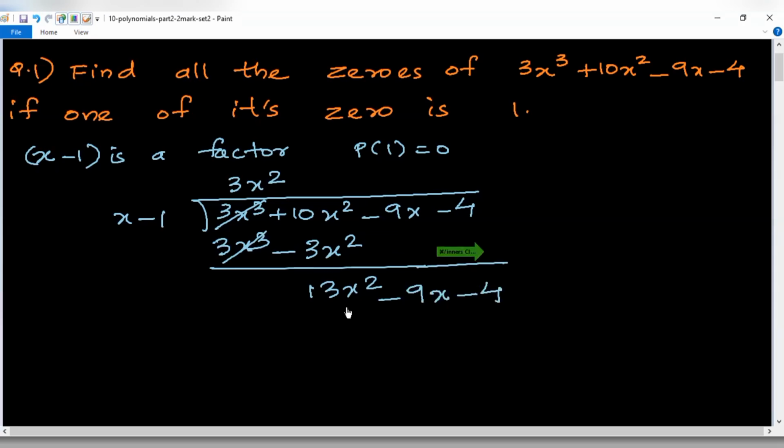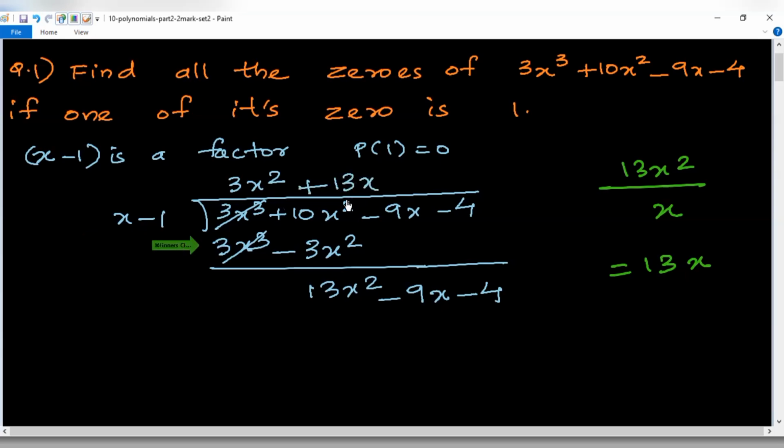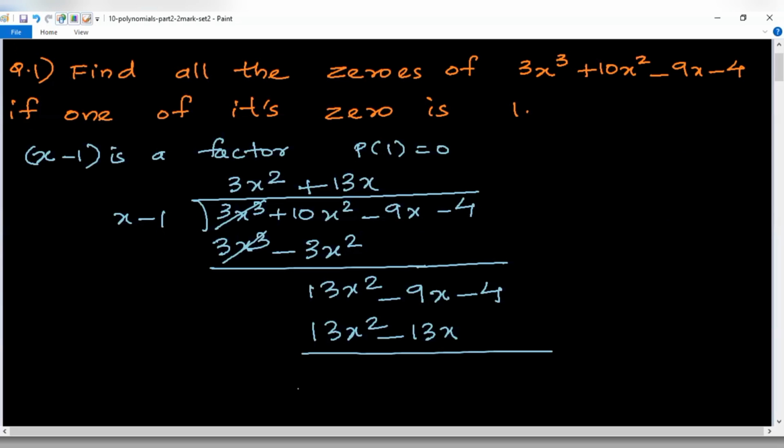Now here the first term we have is 13x square and here we have x. So next we have to divide 13x square by x, that is we will get 13x. So the next term in the quotient part is plus 13x. So 13x into x is 13x square, 13x into minus 1 is minus 13x. Okay, next step is subtraction. So 13x square will get cancelled.